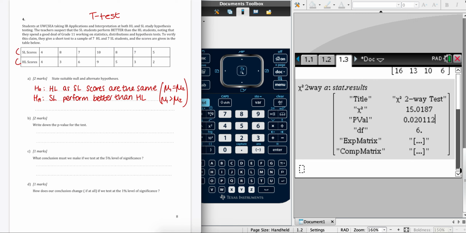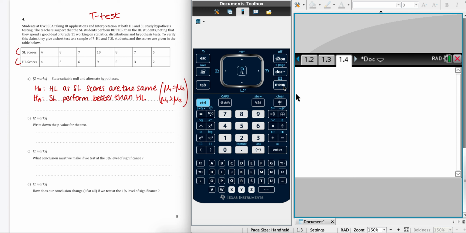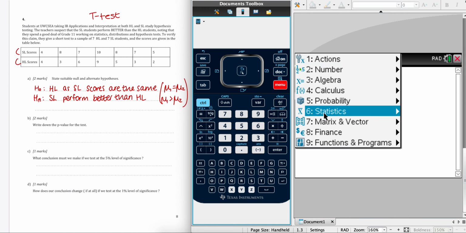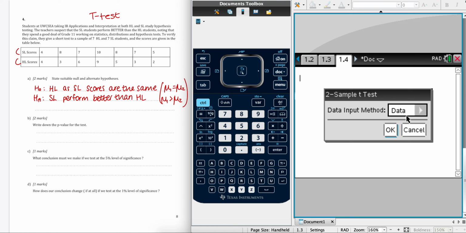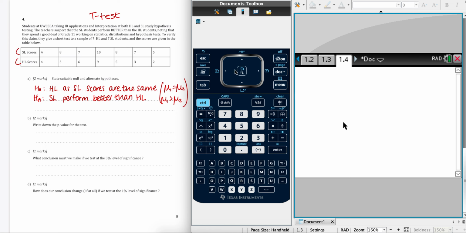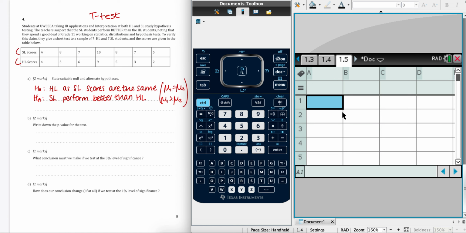So part B is asking us to write down the p-value for the test. So I'm now going to use my GDC to help us to work that out. So to use the t-test, I go to Menu, Statistics, Stats Tests, and it's a two-sample t-test. And it's asking me for the data or the statistics, and I want to use data. So to be able to use this, I need to give the information to the GDC, the actual data. So I'm going to open up a spreadsheet to write the data down first.